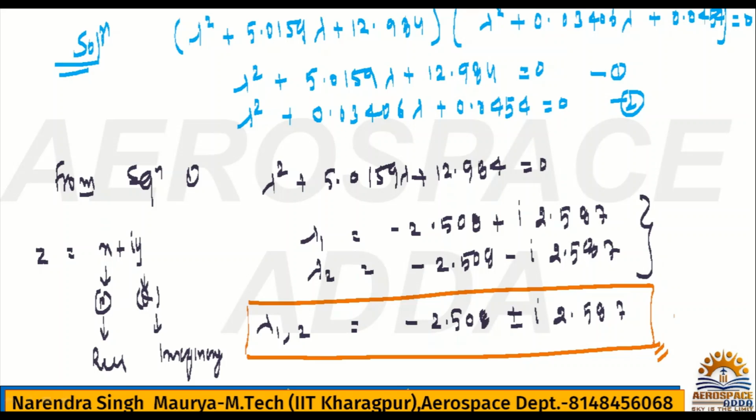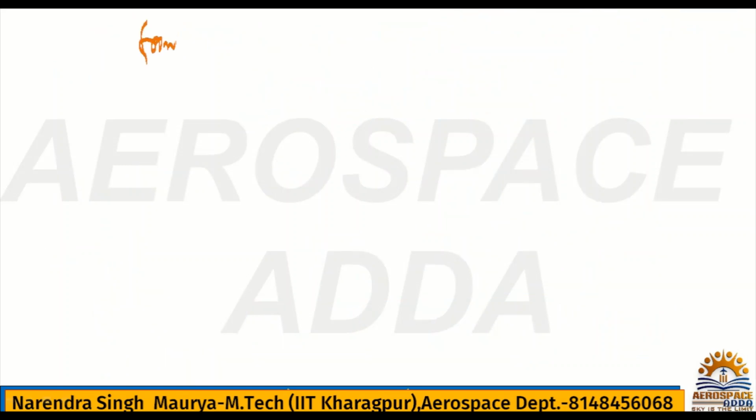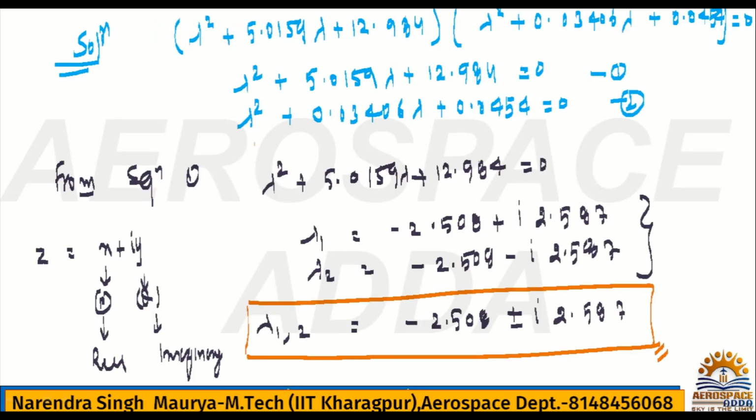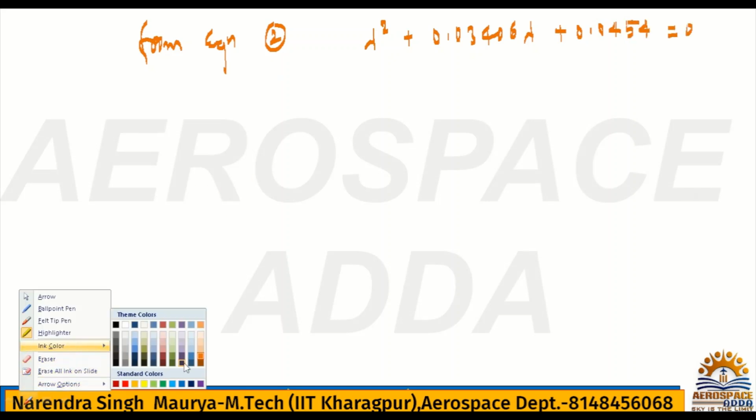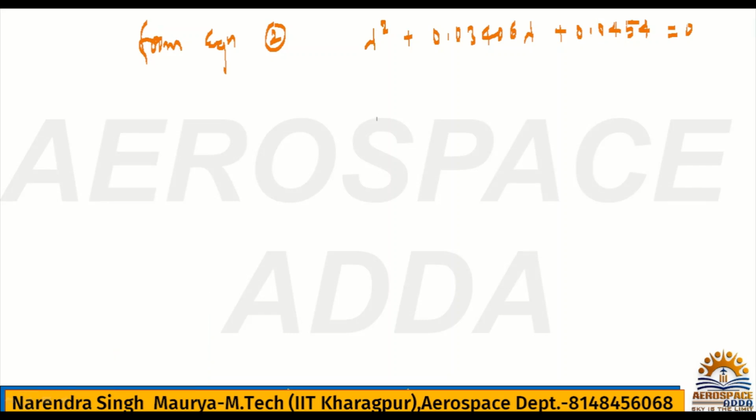Similarly, from equation 2 also you have to check. What is equation 2? Here you have written lambda square, 0.03406 lambda plus 0.054 equal to 0. So again, this is a quadratic equation. If you check the roots for this equation also, what will be the roots? Simple. Again, I can call this lambda 3, because 1 and 2 we have already taken. So I can write lambda 3 is equal to minus 0.017.